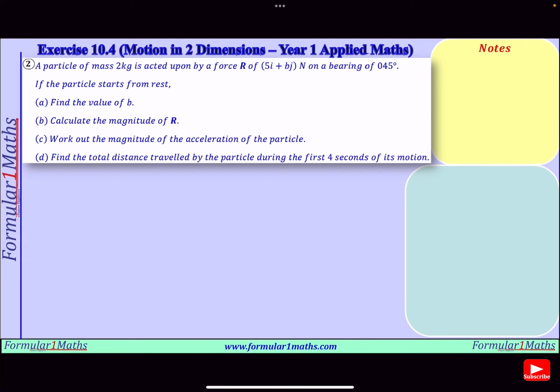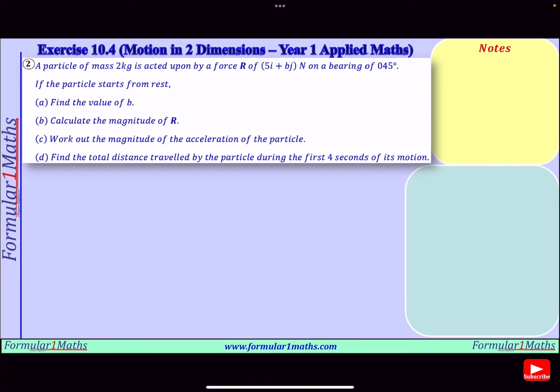So first of all, let's draw a diagram, and this is north, and therefore this will be east. The north and east correspond with the j direction and the i direction, respectively. We can now draw our vector as follows. We can do this because we are told that the vector R is on a bearing of 045. That means this angle here is 45. It also means that this angle is also 45 because this angle is 90.